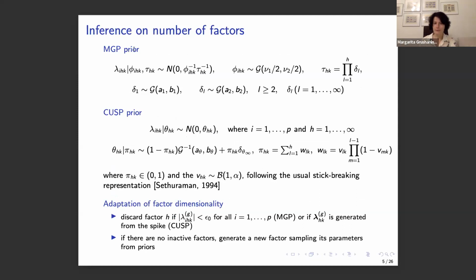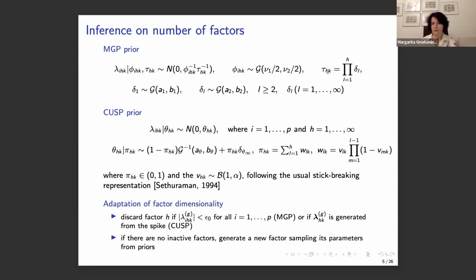And here there are examples of these priors. So, the multiplicative gamma process prior: we assign a normal prior to the elements of the factor loading matrix, and the precision of this prior is basically divided into two parts. Phi represents the local shrinkage, so the shrinkage of every element in the column, and tau represents the column-wise shrinkage. So basically it is responsible for the decision of whether we include this factor or discard it.